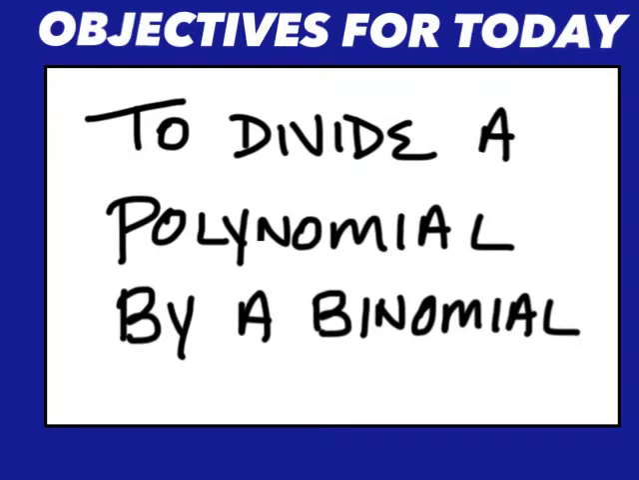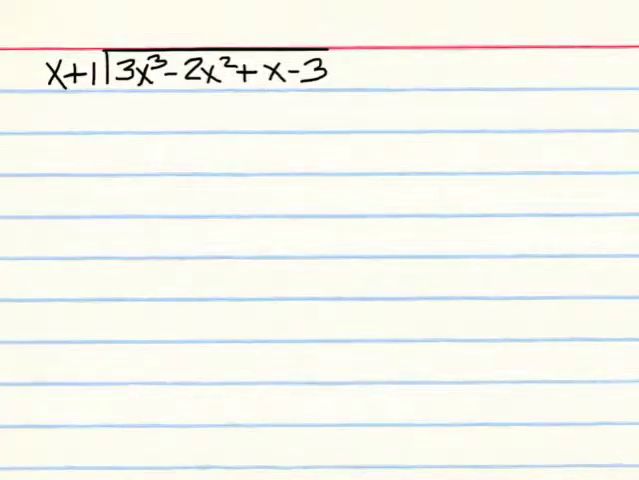Objective is to divide a polynomial by a binomial. Example, 3x cubed minus 2x squared plus x minus 3 divided by x plus 1. Your very first step is to see what you have to multiply this x by to get 3x to the third. So think of it as 3x to the third written out over x.